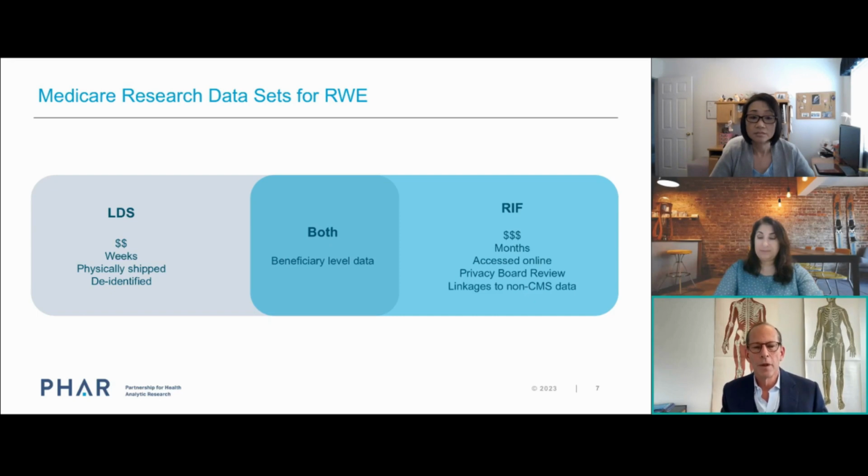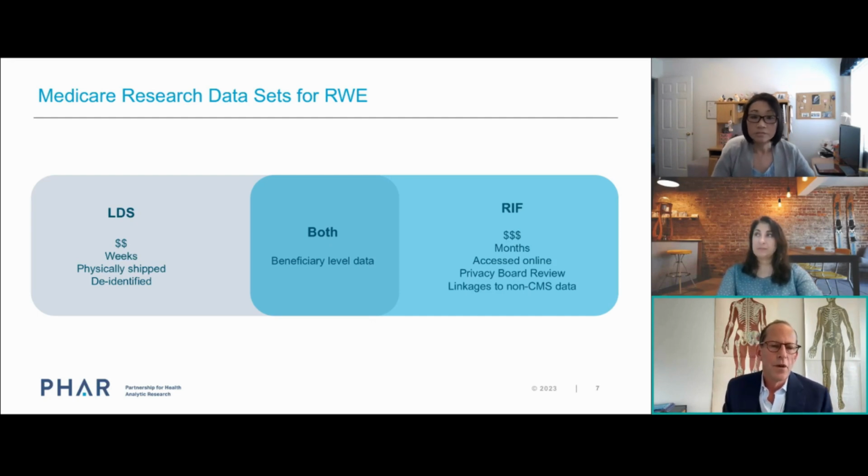But the reason we use these files is because both have information at the beneficiary level. There are other sorts of Medicare data, like public use files, that are aggregated. But to do the kinds of studies that we want to do, looking at comparative effectiveness or treatment patterns or even epidemiology studies, you want beneficiary level information. And so that's what both of these files provide.